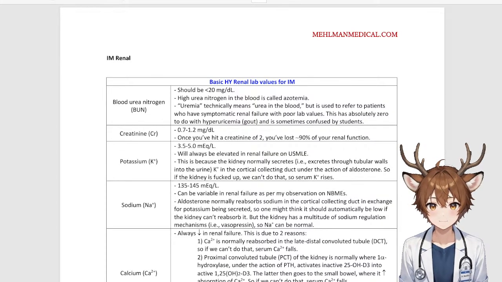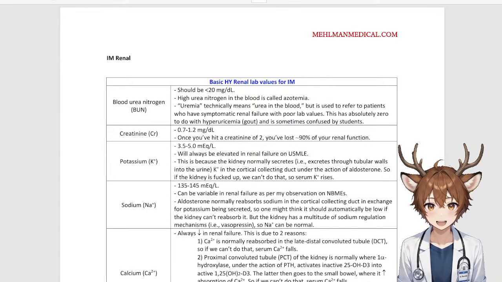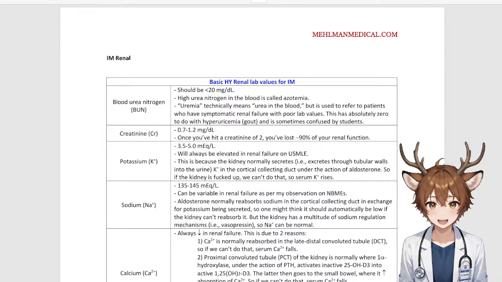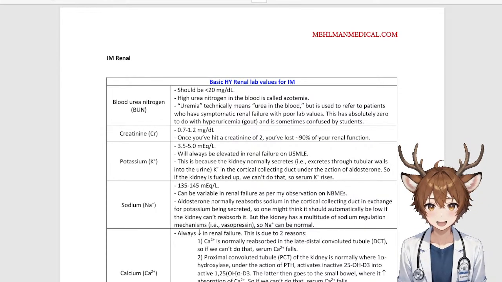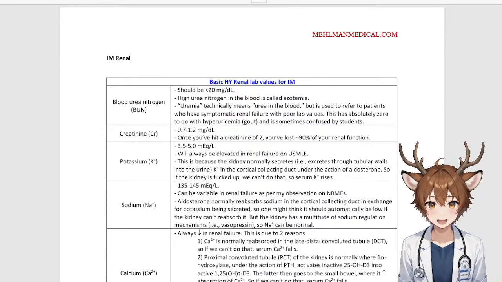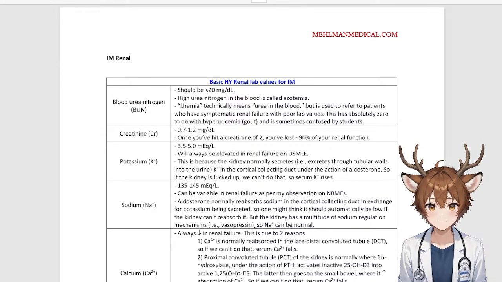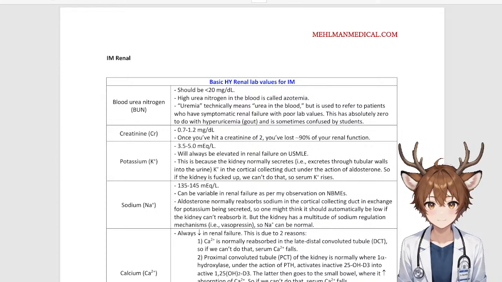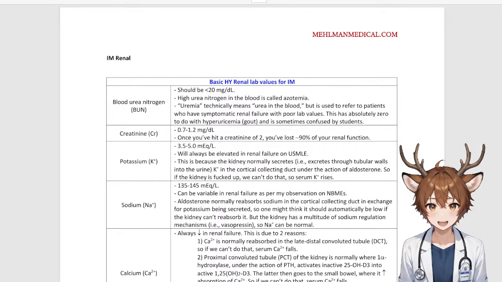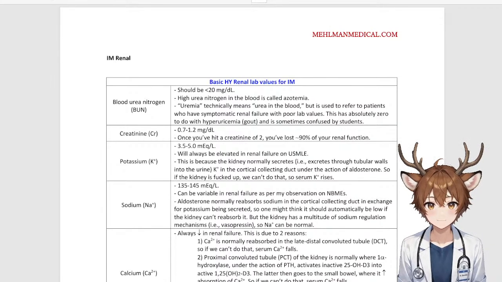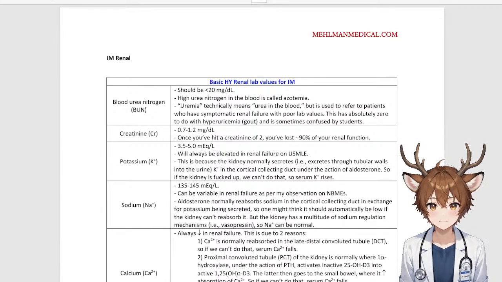Sodium, Na, 135 to 145 mEq/L, can be variable in renal failure as per my observations on NBMEs. Aldosterone normally reabsorbs sodium in the cortical collecting duct in exchange for potassium being secreted, so one might think it should automatically be low if the kidney cannot reabsorb it. But the kidney has a multitude of sodium regulation mechanisms, that is to say vasopressin, so the sodium can be normal.